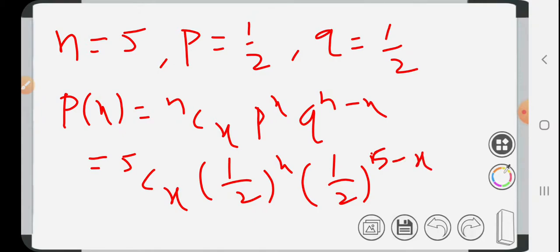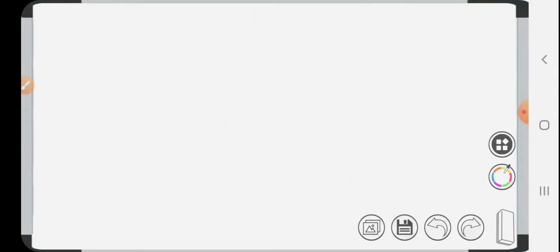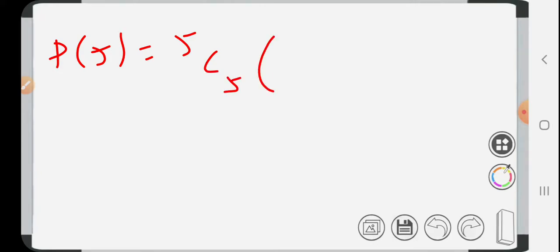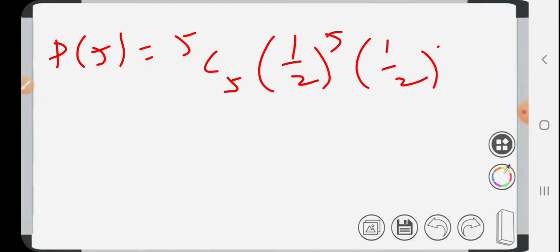First value, what is that? All 5 men, all 5. So x equal to 5, P of 5 we have to find. Do it. P of 5, put 5 in place of x. So P of 5 is equal to 5C5 1 by 2 raised to, yes, what I get? 5, and here 1 by 2 raised to 5 minus 5 is 0. Anything raised to 0 is 1. So our answer, first answer is 0.3125.